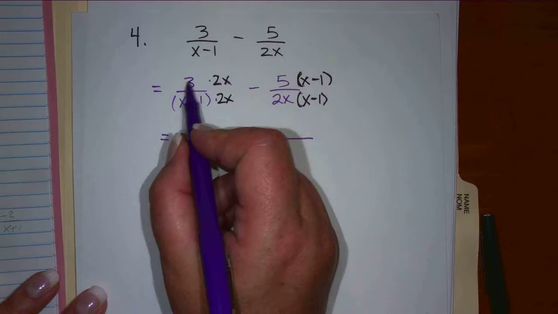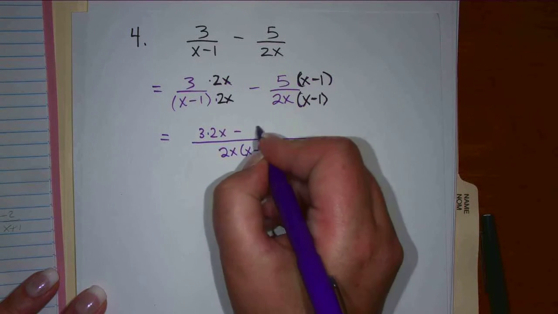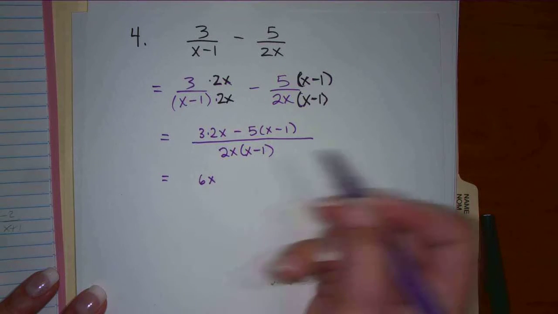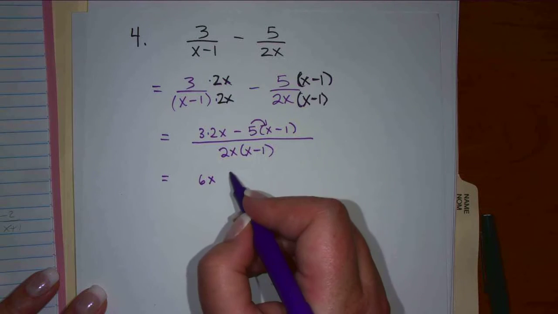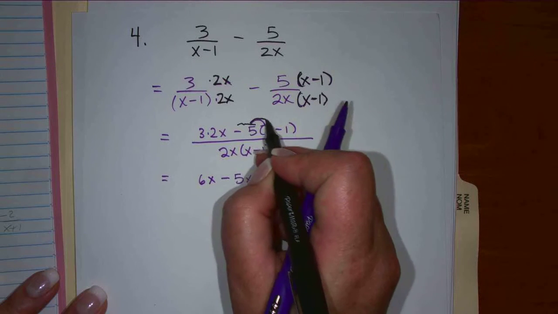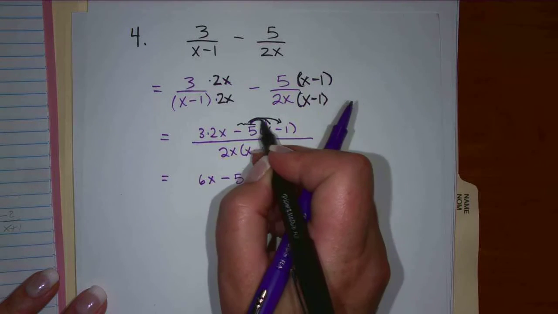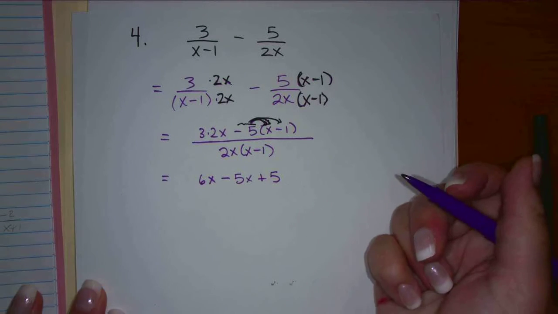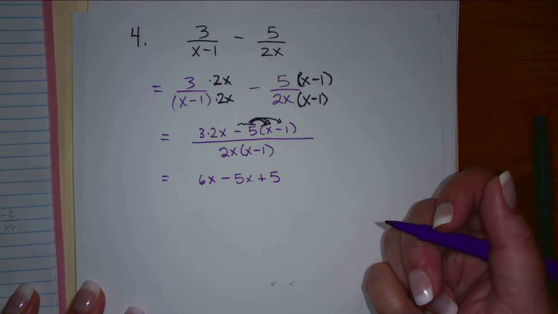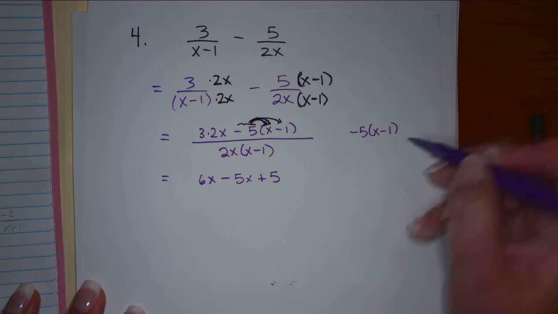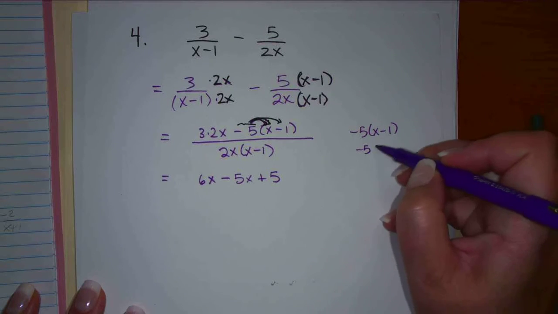So here, 3 times 2x minus 5 times x minus 1. 3 times 2 is 6x. Then minus 5 times x is minus 5x, and this is a minus 5 times minus 1. So minus times a minus is a plus 5. So be careful of your signs. That might be confusing to some people, but what we have is minus 5x plus 5.